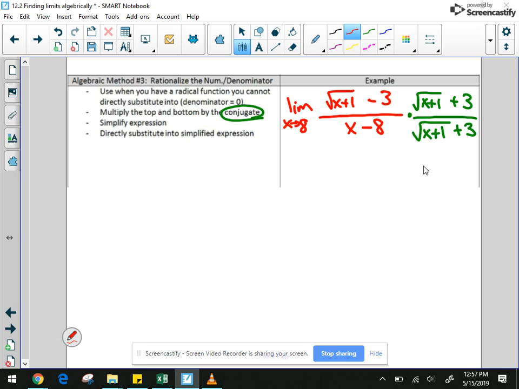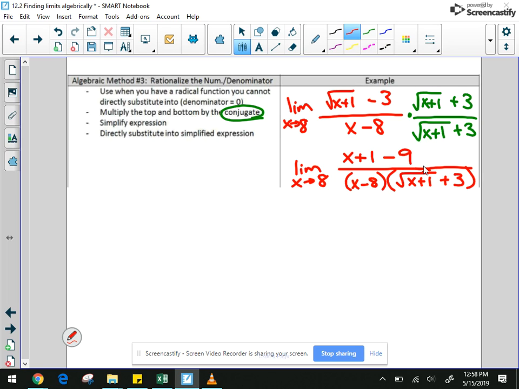The top will need to be FOILed. I have square root of x plus 1 times square root of x plus 1, which is just x plus 1. My inside and my outside terms will cancel. That's why I'm using the conjugate. 3 times the square root of x plus 1 minus 3 times the square root of x plus 1 cancels out. And then my last term, negative 3 times 3, is negative 9. On the bottom, I am just going to leave this, not factor it out, for a reason you will understand momentarily.